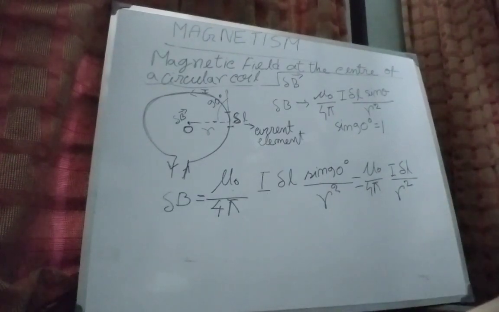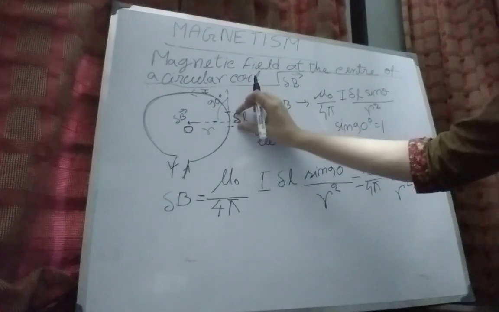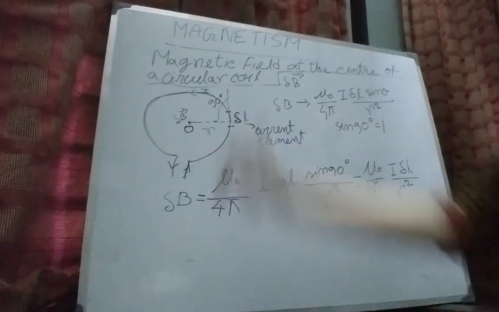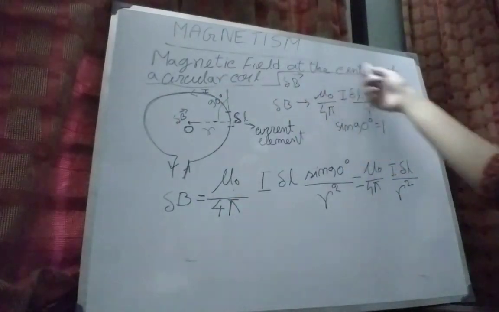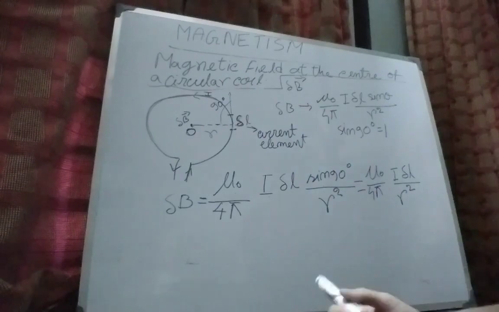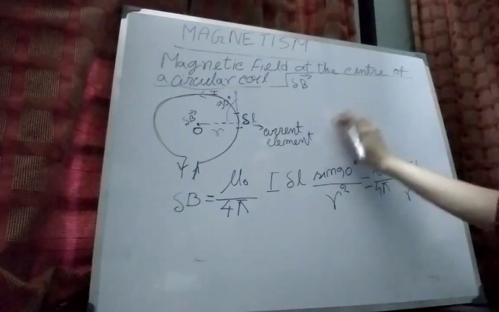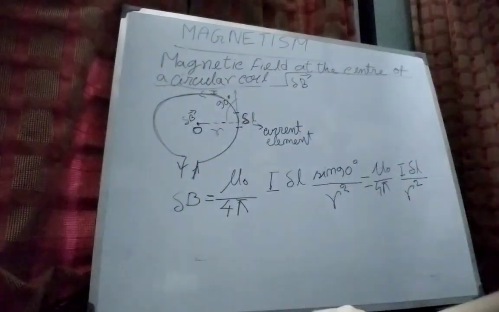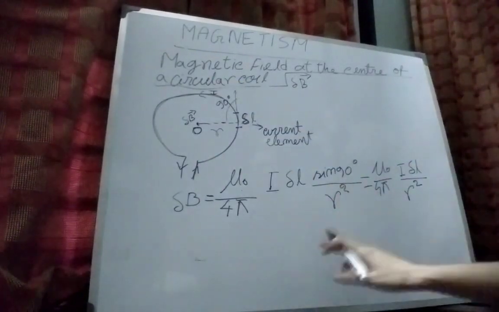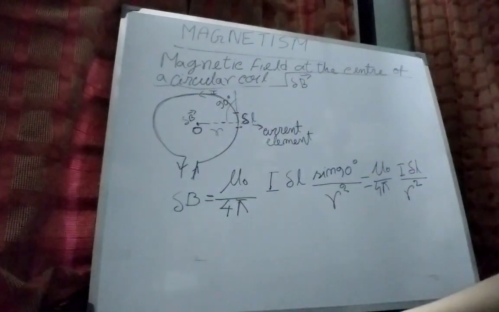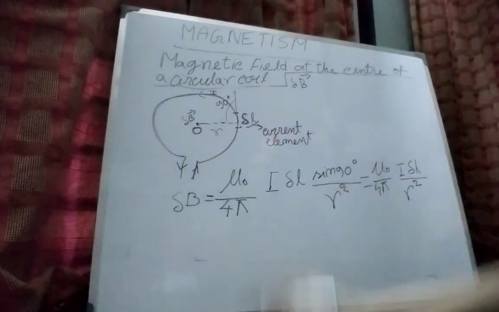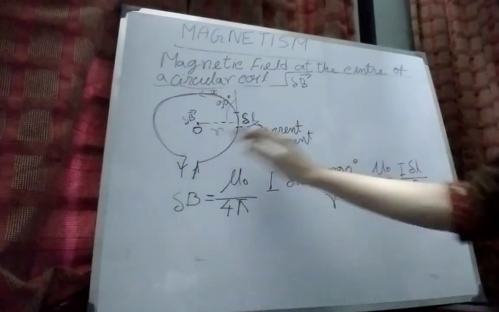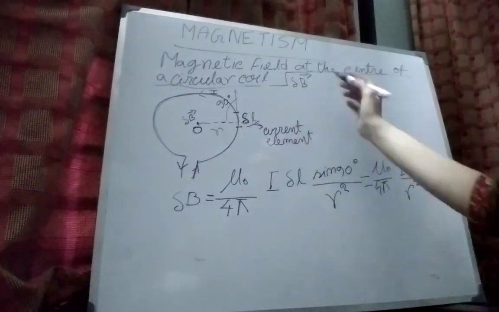Now, due to the small current element, the small magnetic field del B will be produced at the center, but what we have to derive is the magnetic field at the center of a circular coil. So, I will be the same all over this circular path, r square is constant, but in the case of del L we have to calculate due to the entire circular coil, but this is just a small current element.